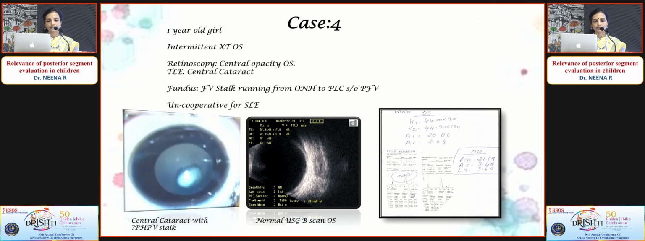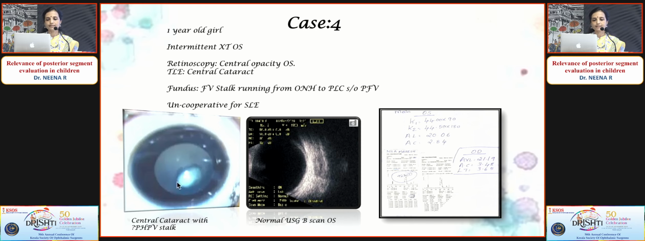She had a central cataract. So she was not cooperative for slit lamp examination. This is her intraoperative picture. But I put her down and I saw that the fundus I could see, but there was a suspicious stalk running from the optic nerve to the posterior lens capsule. So my doubt was, is it a persistent fetal vasculature?